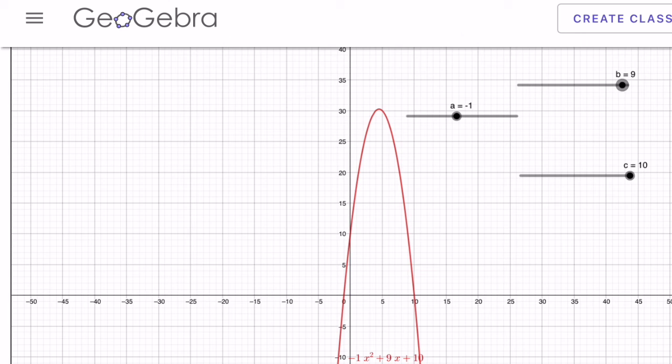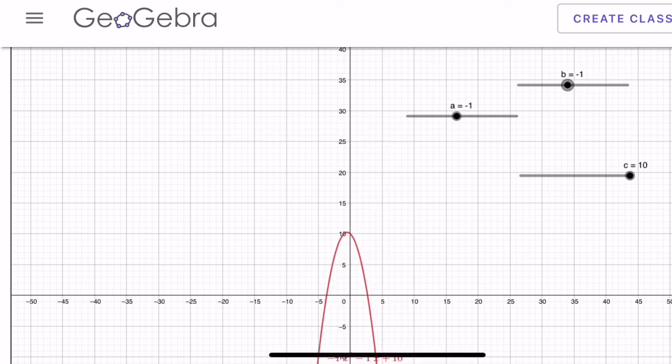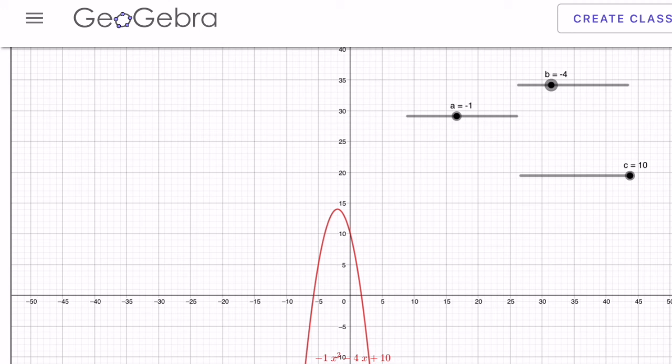And then B will be less than 0, let's say negative 4. The vertex is on the left side of the y-axis. So this is for the N shape.